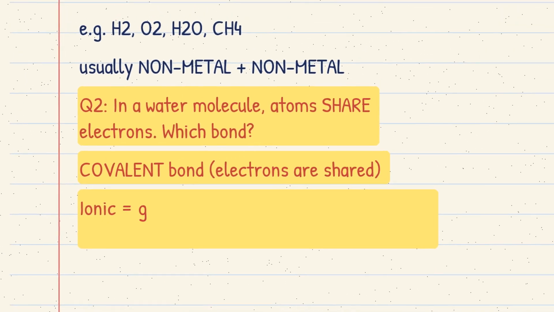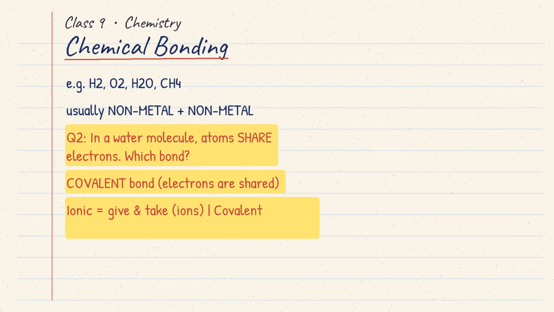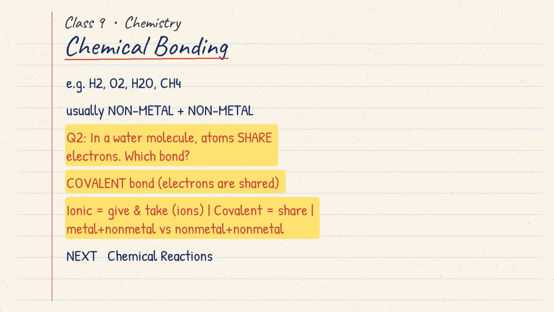So remember, an ionic bond is give and take, forming ions, usually a metal with a non-metal. A covalent bond is sharing, usually between two non-metals. You now understand atoms and how they bond. Next time we step into real chemistry, chemical reactions and equations.